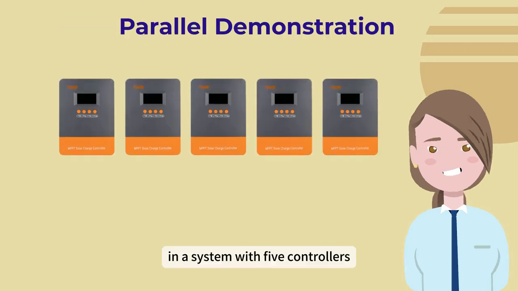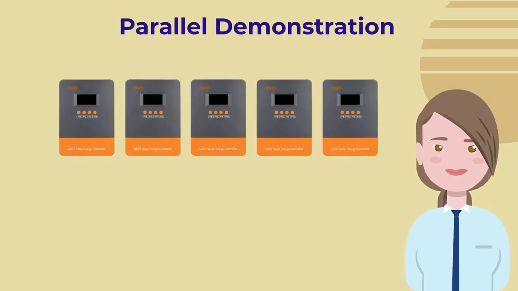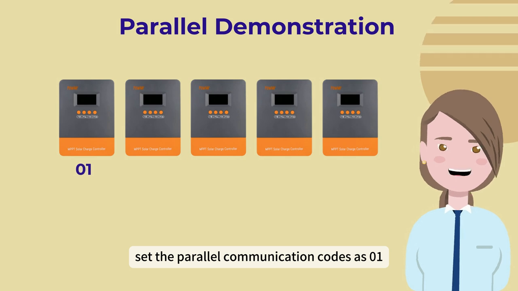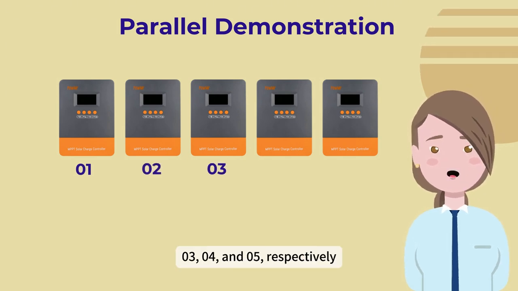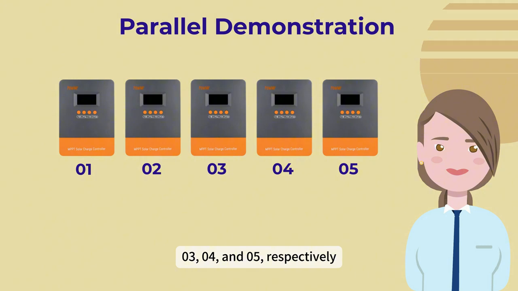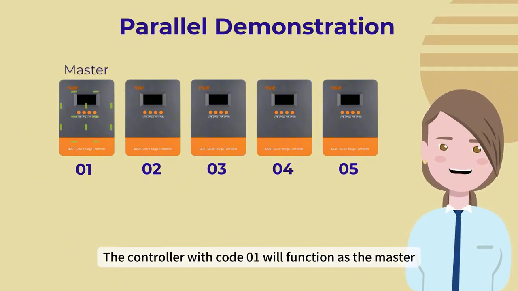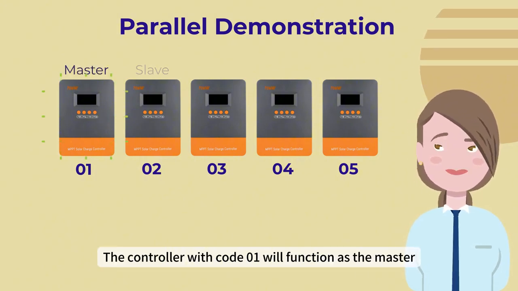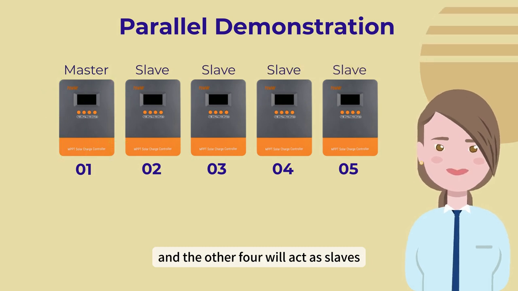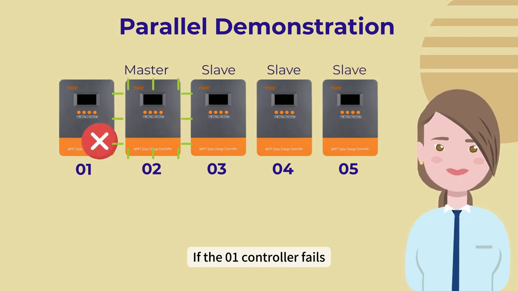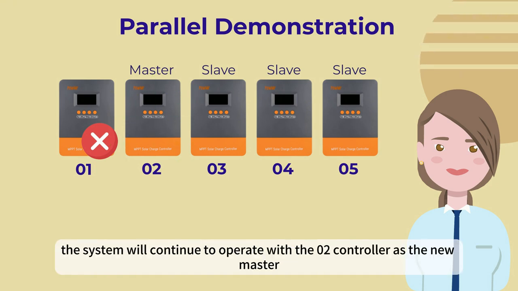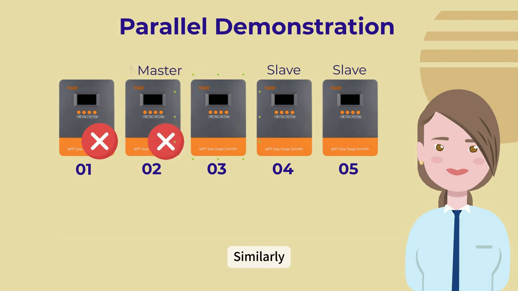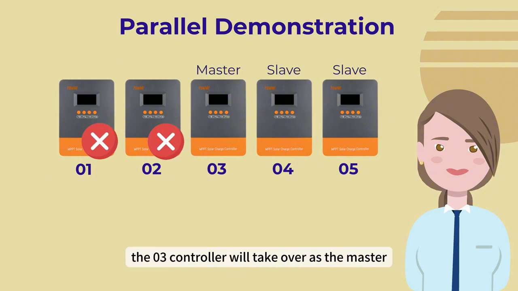For example, in a system with 5 controllers, set parallel communication codes as 01, 02, 03, 04, and 05 respectively. The controller with code 01 will function as the master, and the other 4 will act as slaves. If the 01 controller fails, the system will continue to operate with the 02 controller as the new master. Similarly, if the 02 controller fails, the 03 controller will take over as the master.